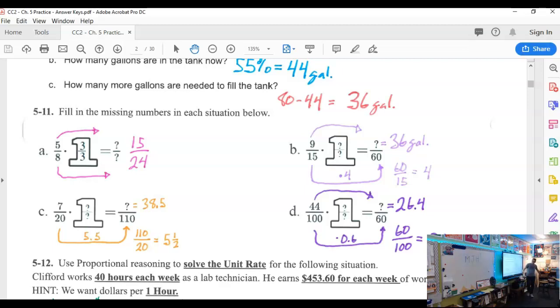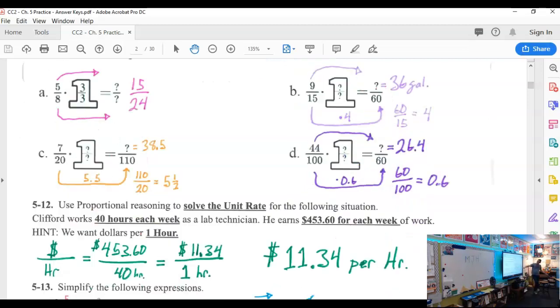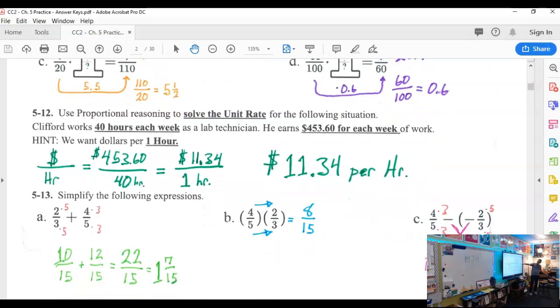How do we figure out what to multiply by? You divide. Backwards. Questions? Any questions? He makes $11.34 each hour.